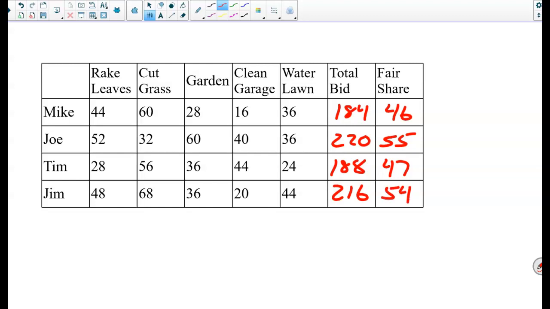Okay. And now, because it's jobs, the lowest bid for each job gets it. So the lowest bid for raking leaves is with Tim. The lowest bid for cutting the grass is with Joe. The lowest bid with gardening is with Mike. The lowest bid with cleaning the garage is also Mike. And the lowest bid to water the lawn is with Tim.